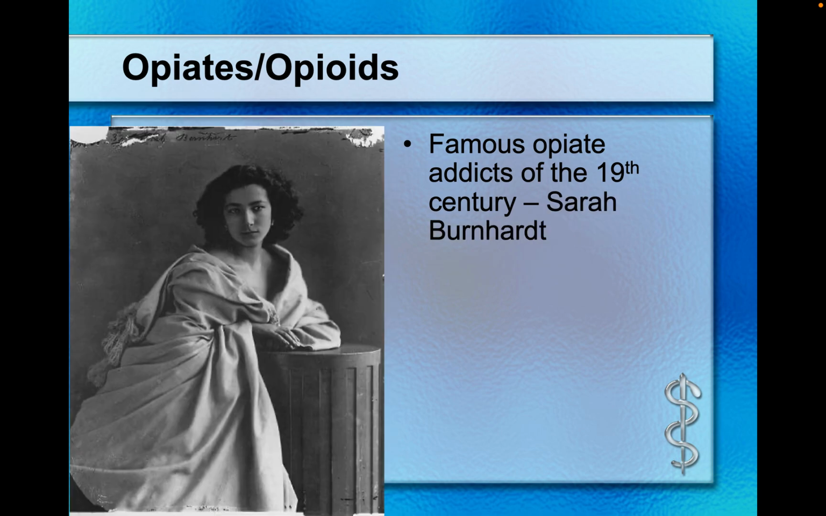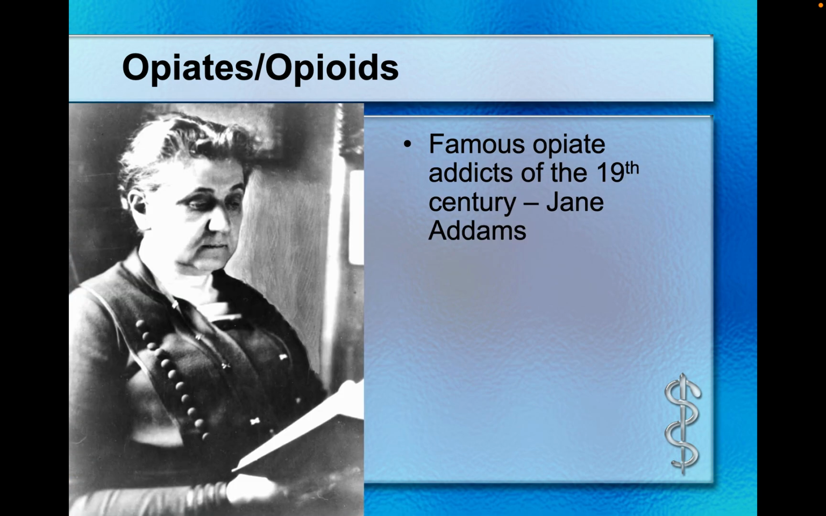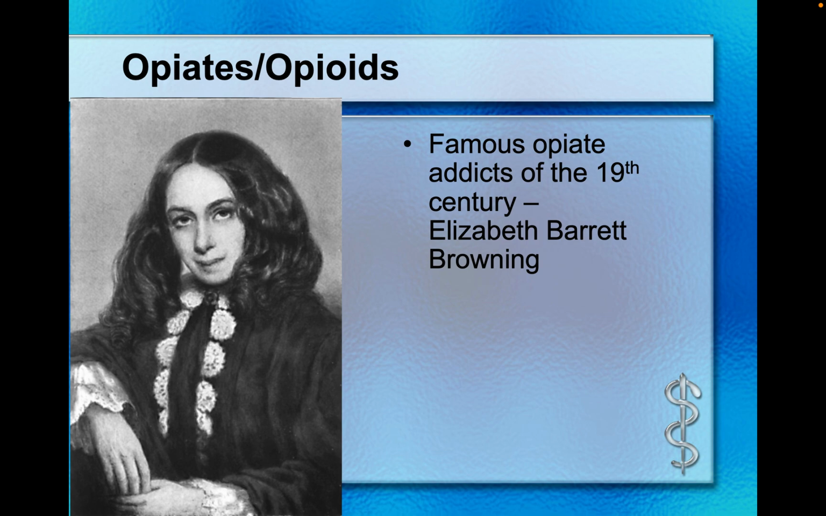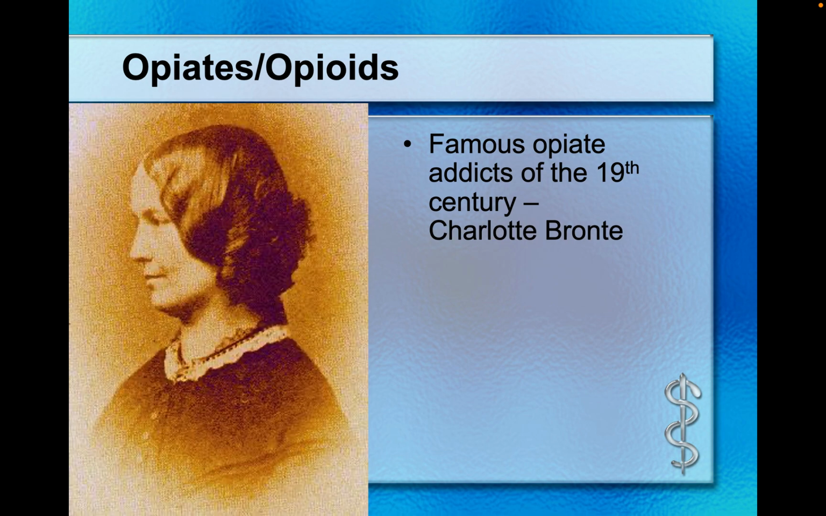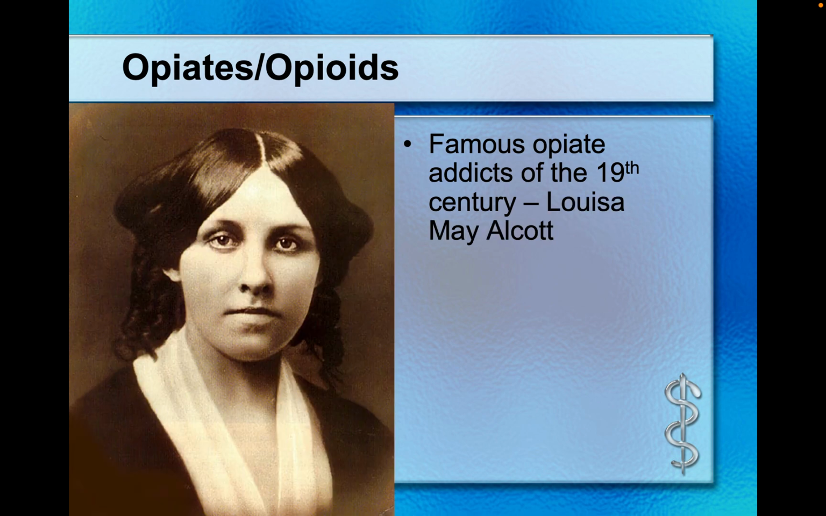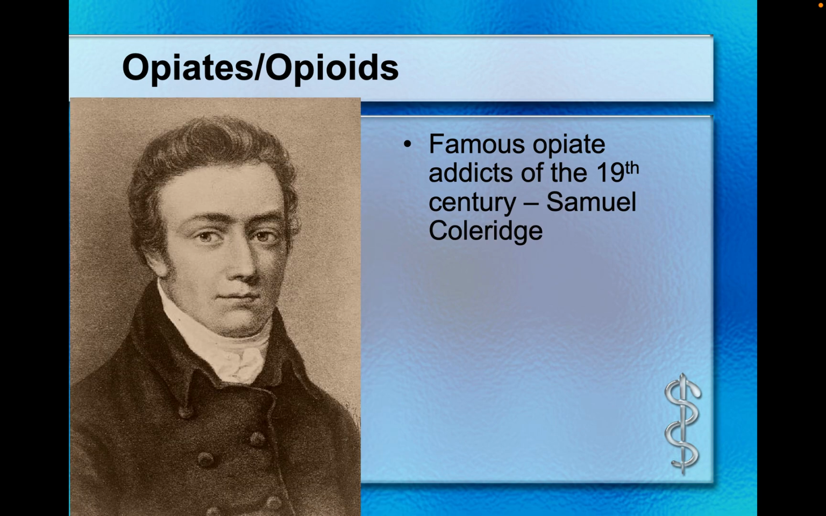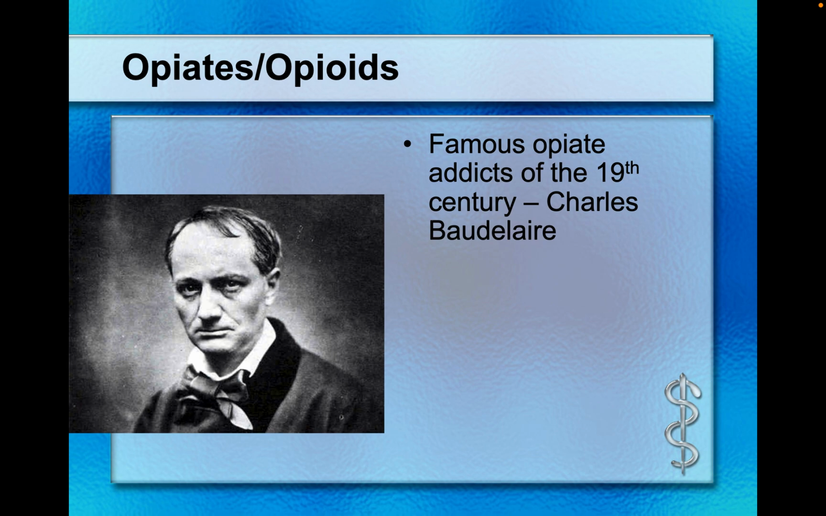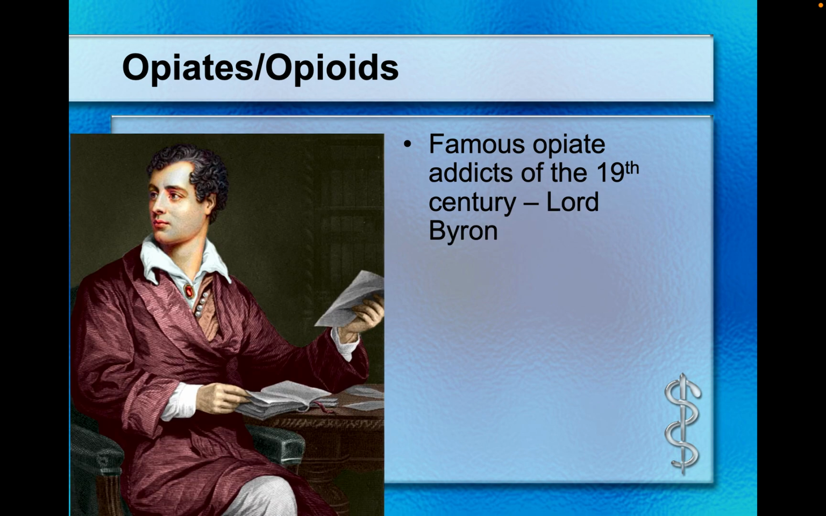All of these people are either English or American. Charlotte Bronte was English, one of the Bronte sisters. Louisa May Alcott was from the United States. Samuel Coleridge was from England. Charles Baudelaire was from France, an opium addict and an author.